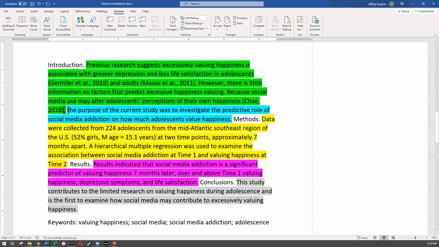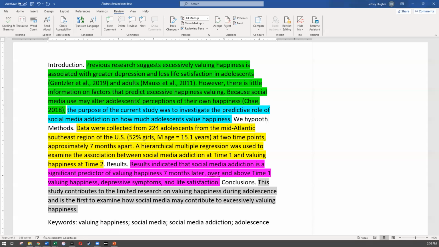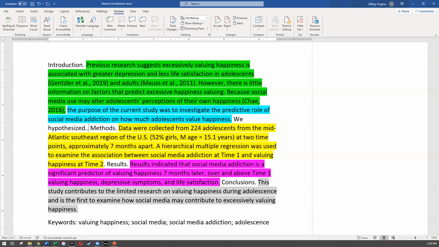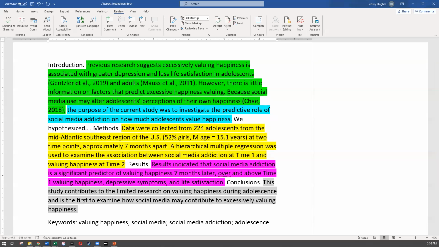I talk about the current study, right? The purpose of the current study was to do this in one, it's not even a full sentence, in 1 sentence. For your own research paper abstract, also include a hypothesis in here. So I would probably want to say something along the lines of, you know, we hypothesize, blah, blah, blah, that adolescents who are addicted to social media are more likely to excessively value happiness. So we'd want to see your hypothesis sentence right here. Anyways, let's continue. Let's go to the methods.